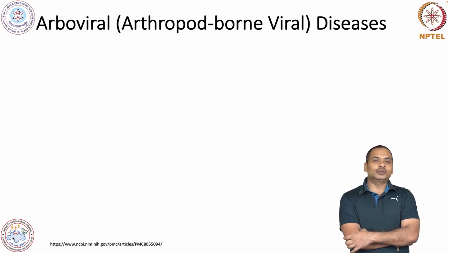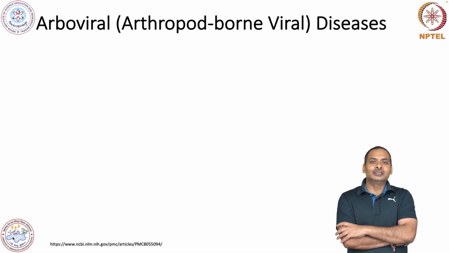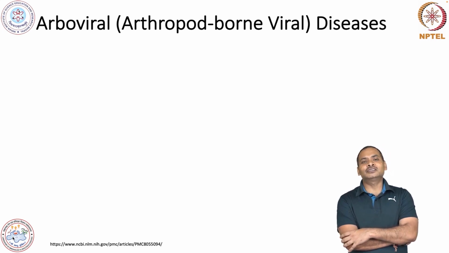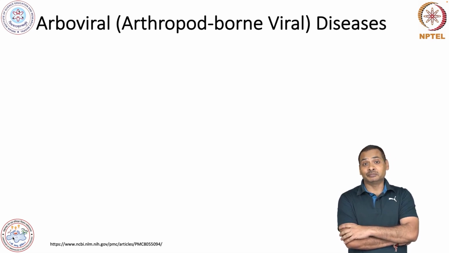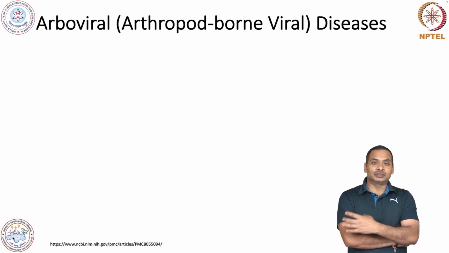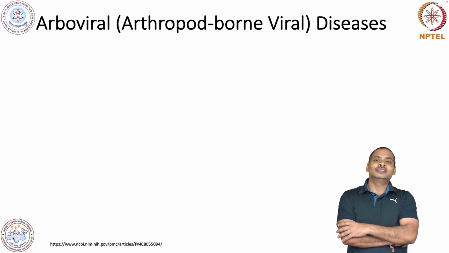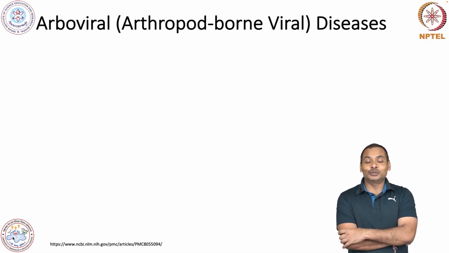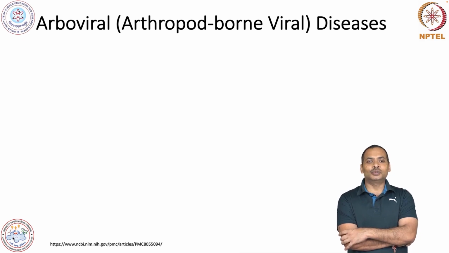So arbovirus, what do you understand by arbovirus? Probably this is a little new term to you, right? So arboviruses are all those viruses which are transmitted through arthropods. Okay. Arthropods, for example, the mosquito. There are so many arthropods. One of the unique and most prominent arthropods which transmit the viruses is the mosquito. Okay. So let us look at these arboviruses.